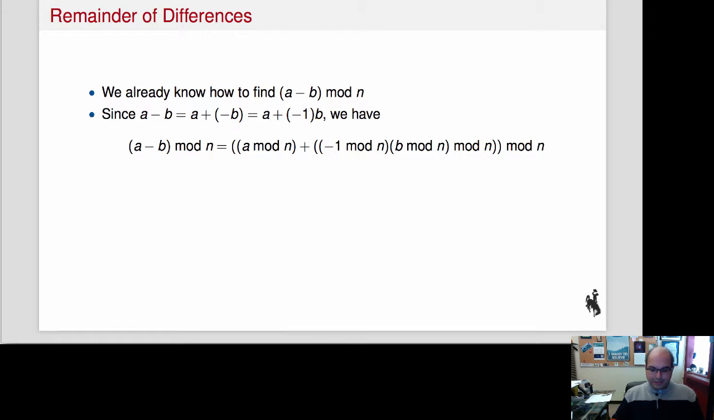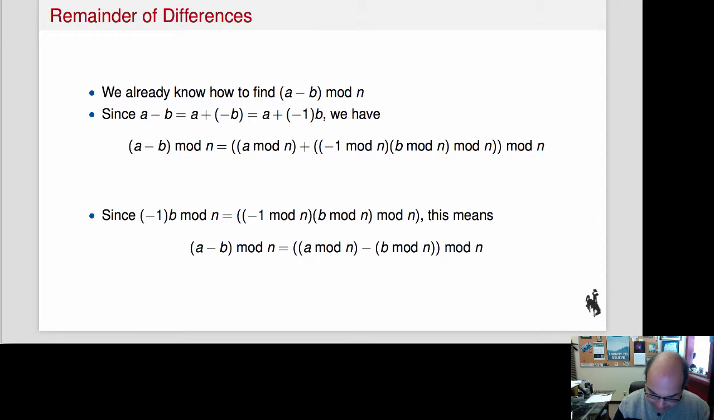So how about differences? How do I find A minus B mod n? Well, A minus B is just A plus minus B, so it's A plus minus 1 times B. So we can actually just do this: A minus B mod n is A mod n plus minus 1 mod n times B mod n, and then mod n the whole thing, right? So we have an expression for it.